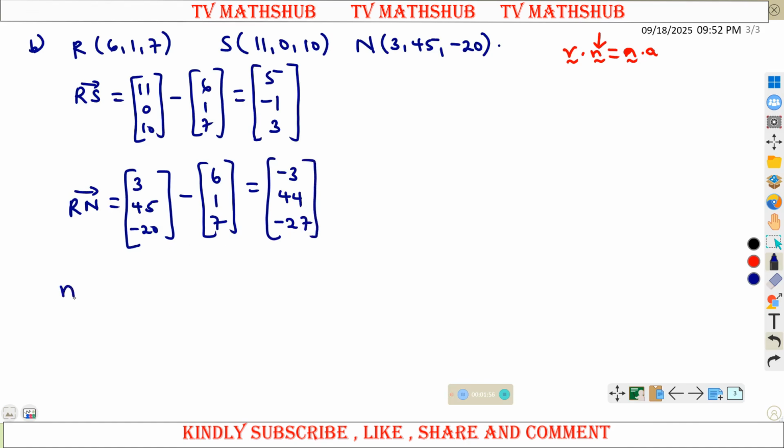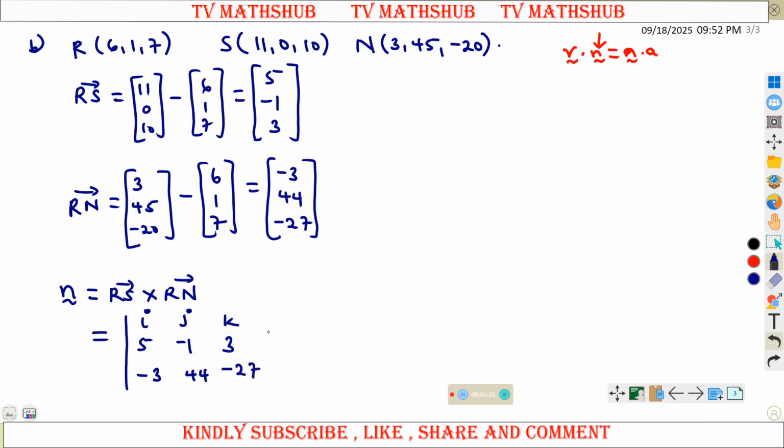So to get the normal, we shall get RS, we cross it with RN. RS cross RN. So that will give us the normal. So let us look at how best we can do that. So we have i, we have j, and we have k. So RS is (5, -1, 3), and RN is (-3, 44, -27).